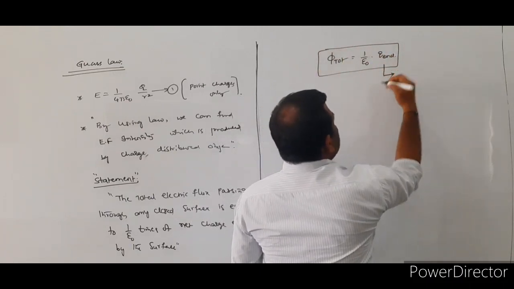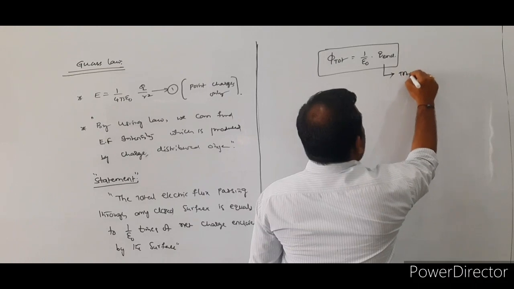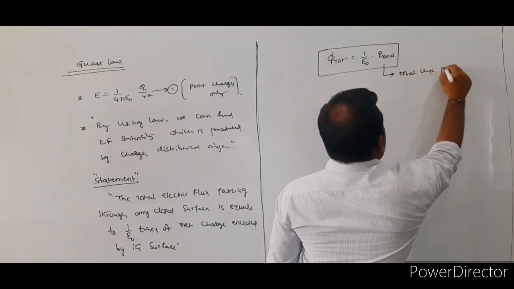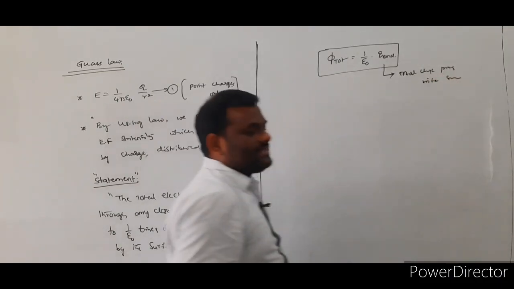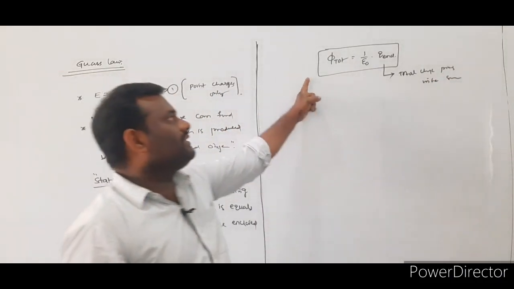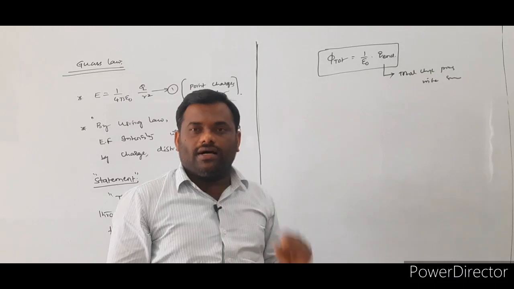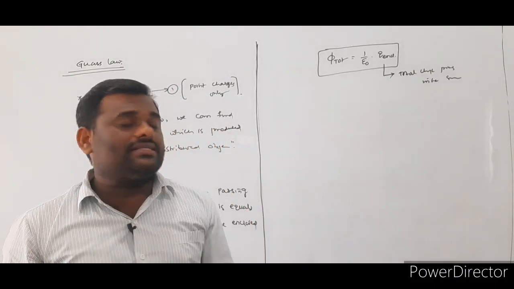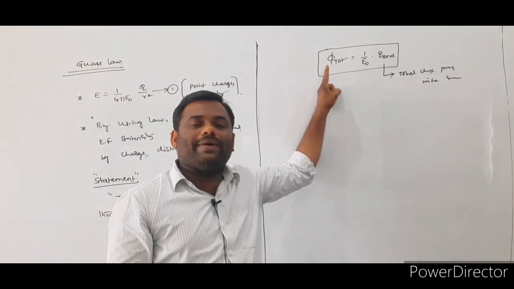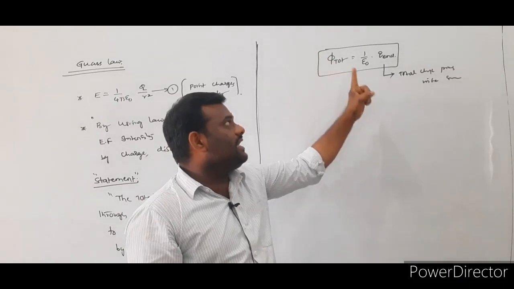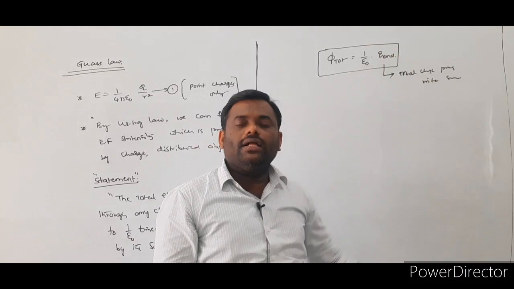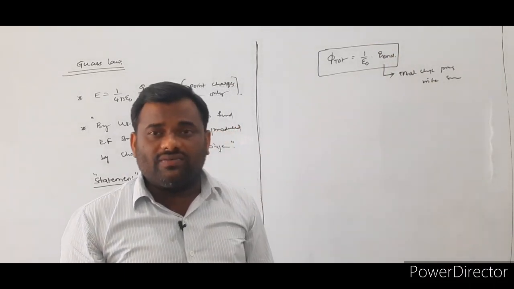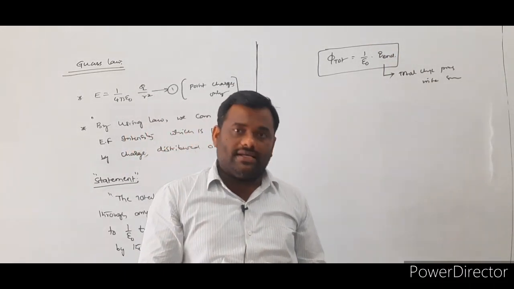Here Q enclosed is indicating what? Total charge present inside the given surface. So, this is a statement of the Gauss law. Once again, what is the statement of the Gauss law? The total electrical flux passing through any closed surface is equal to 1 by epsilon naught times Q net or Q enclosed. That is called the word statement of the Gauss law.